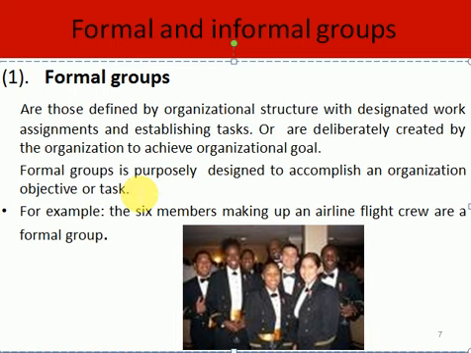For example, the 6 members making up an airline flight crew are a formal group. This is an example of formal groups. If you look at the example of an airline, the pilots are there, the captains and the crew members. These captains and crew members who are serving the customers during the flight make a group. This group is called a formal group. This formal group is designated just to achieve the organizational goal. This is called a formal group.